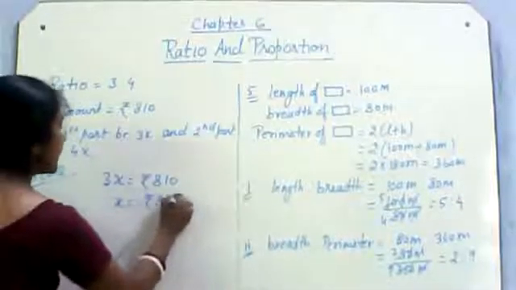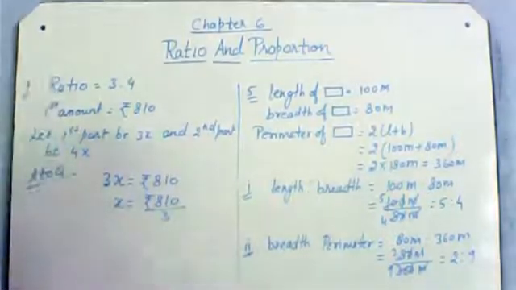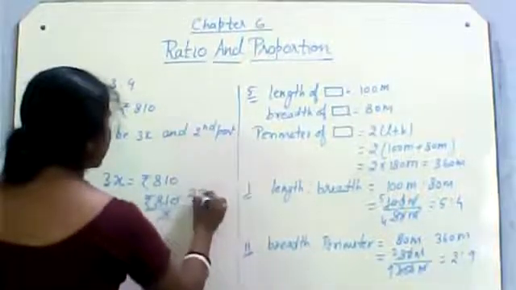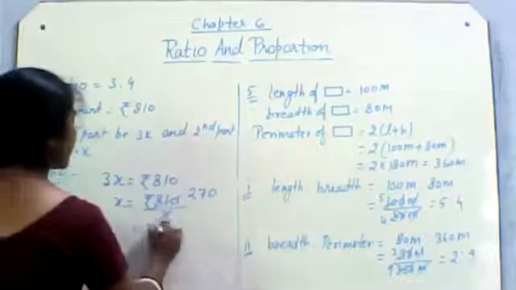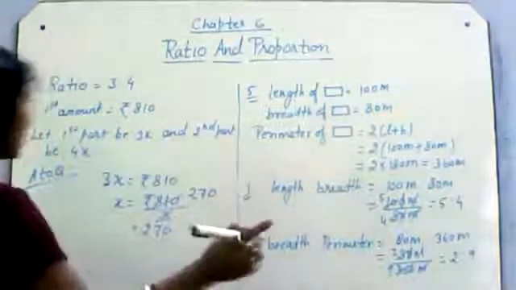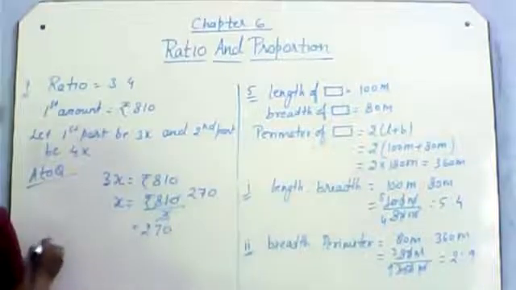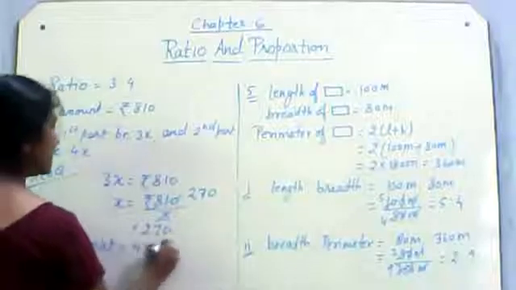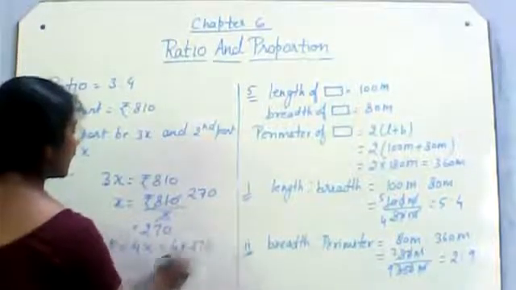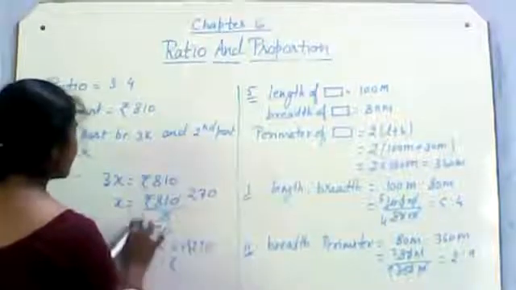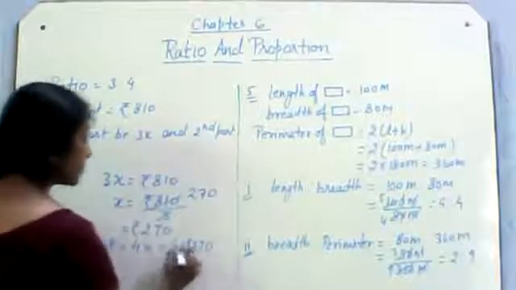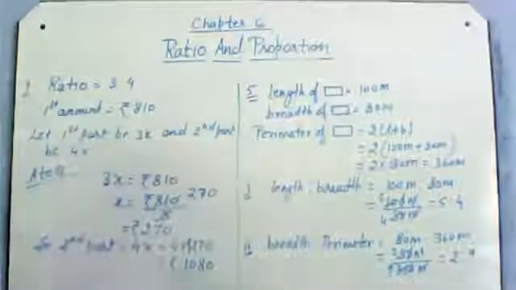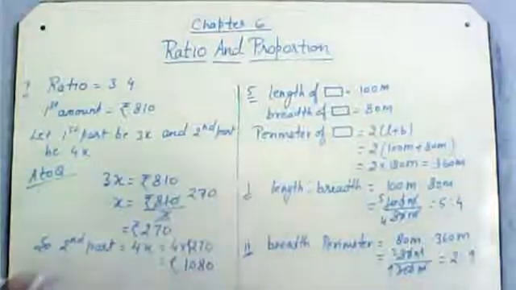So find out the value of x. Rupees 810 divided by 3. Now cancel it. 3 2s are 6 and here it is 3 7s are 21, 3 9s are 27, so 270. x equal to 270. So second one it is asking. So second part equal to 4x. So 4 into 270. Right? Here it is rupees also. Okay? So rupees 1080. Okay? So this is second part.